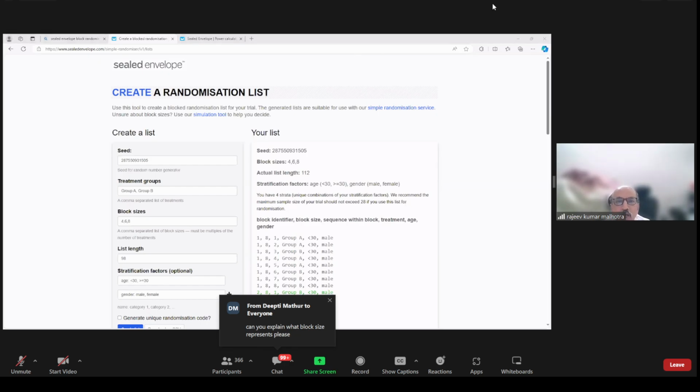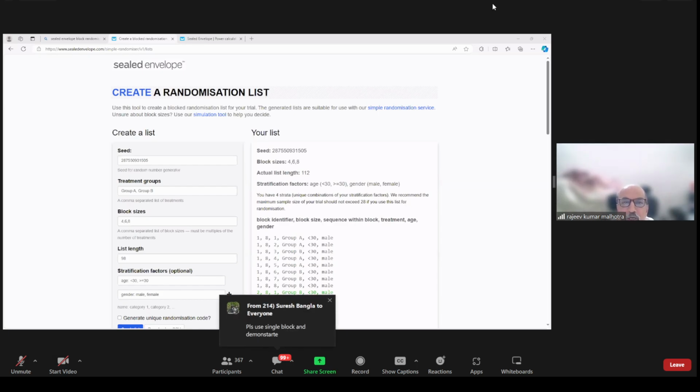So this is all about sampling and randomization. If you have any question regarding this randomization method, you can write in the chat box. We will discuss at the end of this session. Now we come to the sample size.